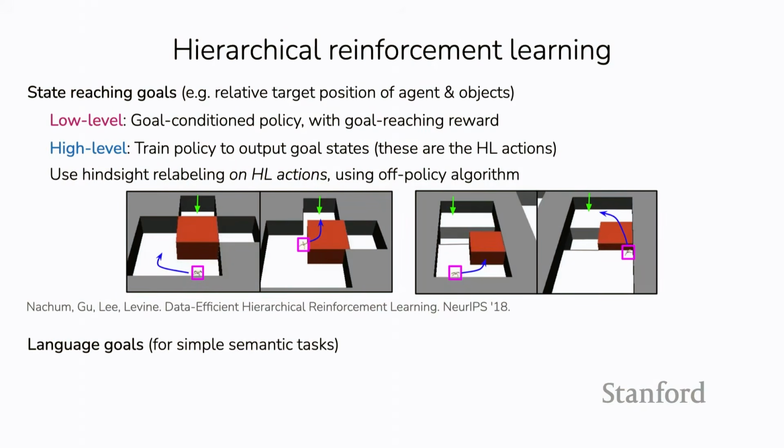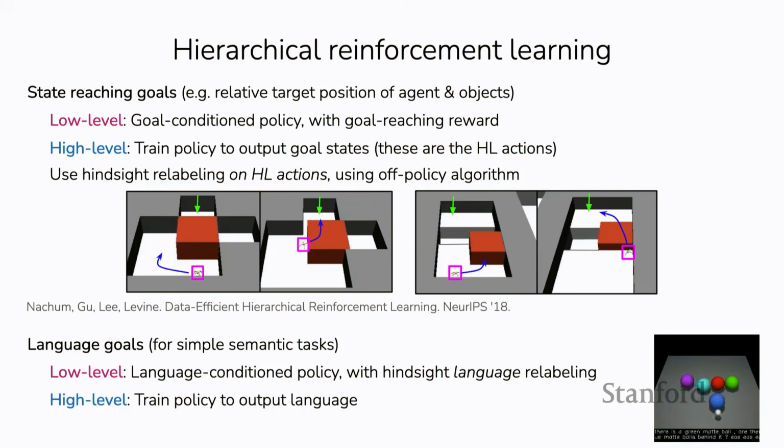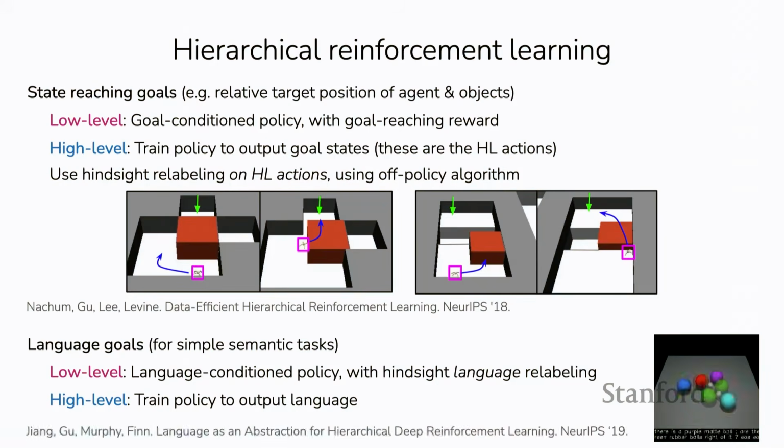Another work that does hierarchical reinforcement learning uses language goals. So you could do goal states, you could also do language goals. This trains a language-conditioned policy. It uses language relabeling, so instead of goal relabeling, it does hindsight relabeling in language space. And then the high-level policy is trained to output language, which is actually a pretty difficult task. Again, this work is not too recent, it's from 2019, and so the tasks are relatively simple, where it's trying to arrange different objects in a particular order, where you need to push the green object, push the red object, the blue object, and so forth.